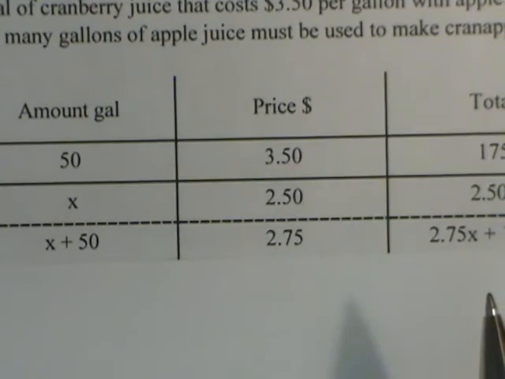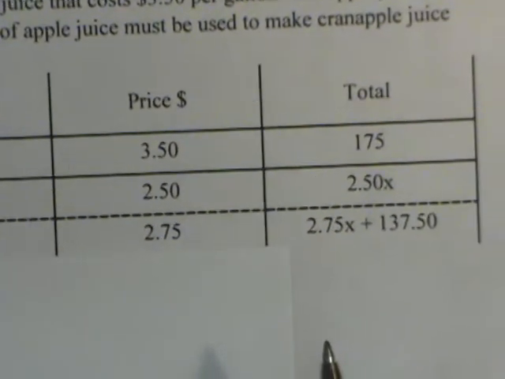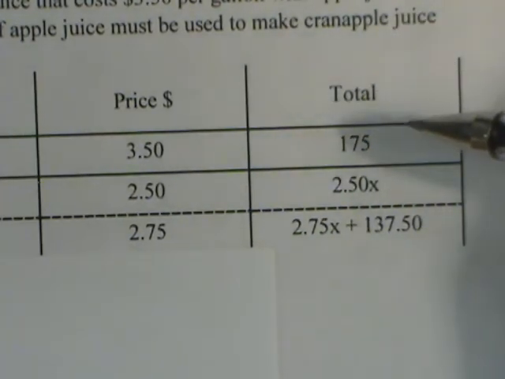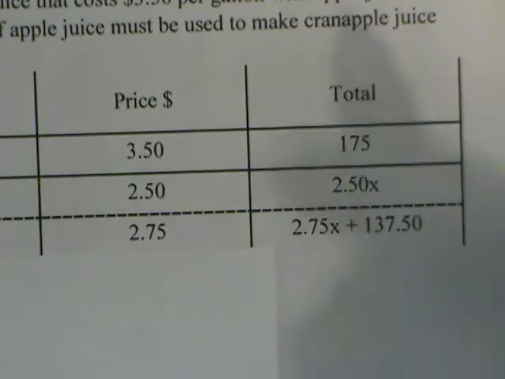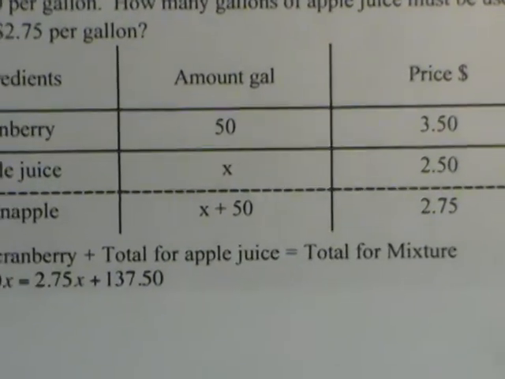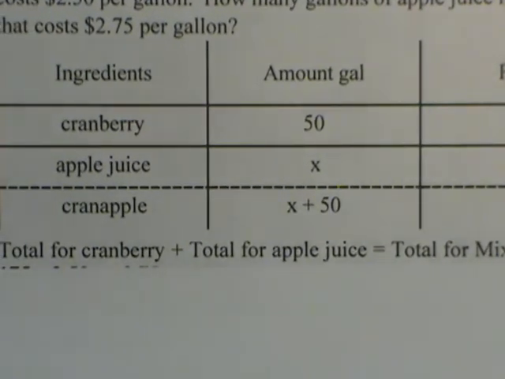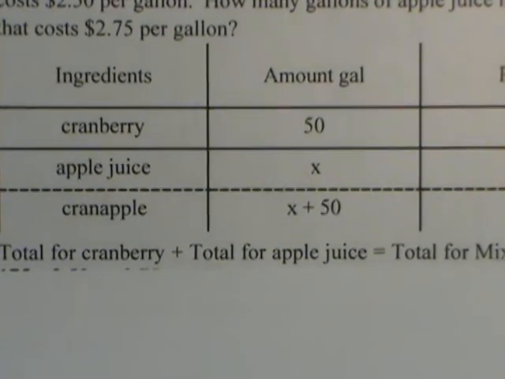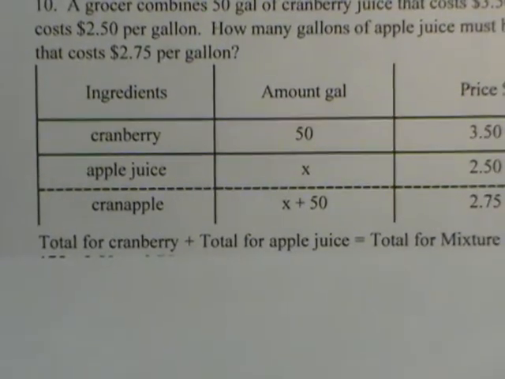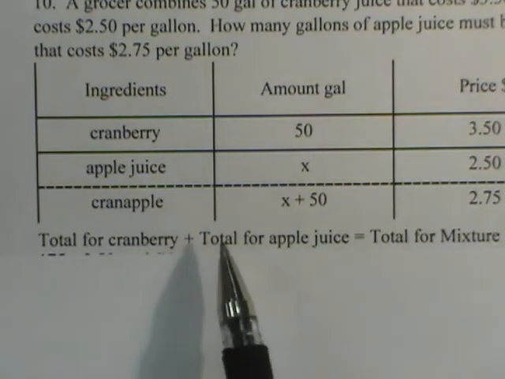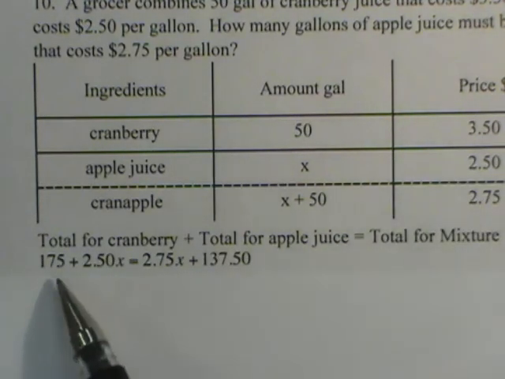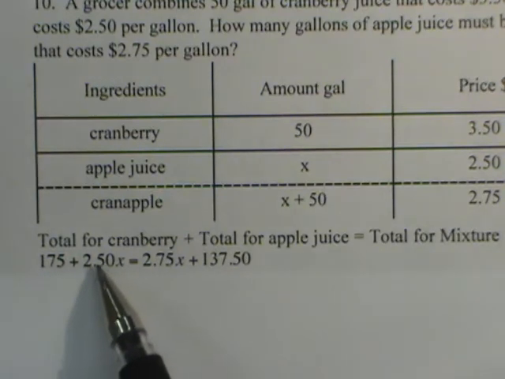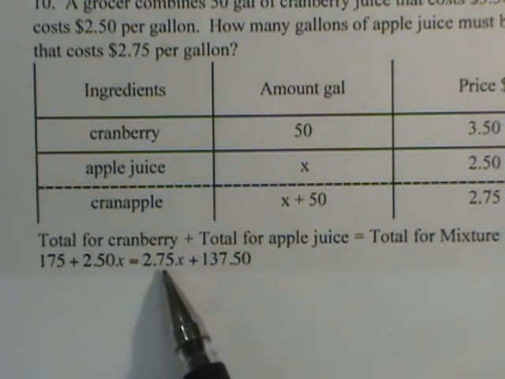Now once I've established all that, this will allow me to write an equation from this final column. I can say the total cranberry plus the total apple juice will give me the total mixture. And so that's where my broken English is going to come in, and I'm going to write this equation here. Let me try to zoom out just a little bit. Oh, there we go. So I have the total for the cranberry plus the total for the apple juice equal the total for the mixture. As I bring those expressions in, I can then solve this. So I have 175 plus 2.50x equaling 2.75x plus 137.5.